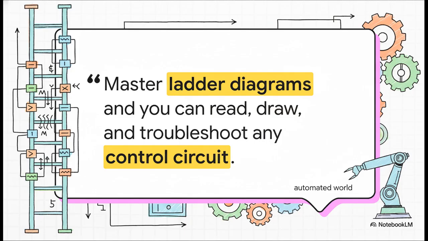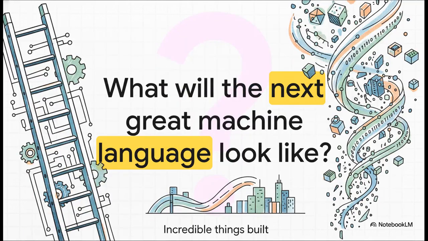It is the fundamental skill for anyone who wants to work in our automated world. Ladder logic was one of the very first real languages we taught our machines, and it's lasted because it's so simple and so robust. And it really makes you wonder, as we move into a future of AI and way more complex systems, what's the next great machine language going to look like, and what incredible things will we build with it?